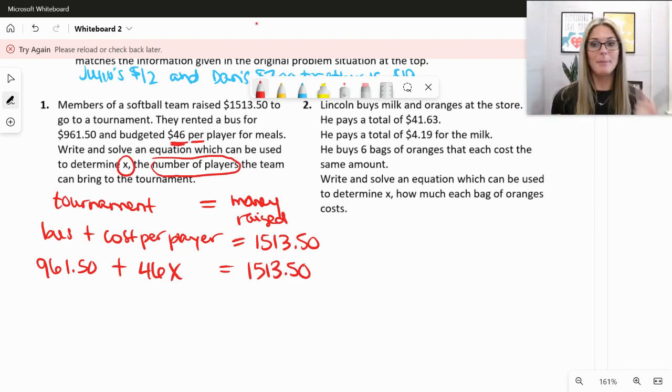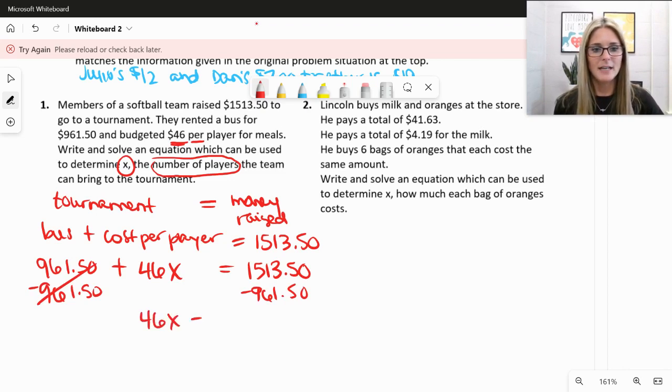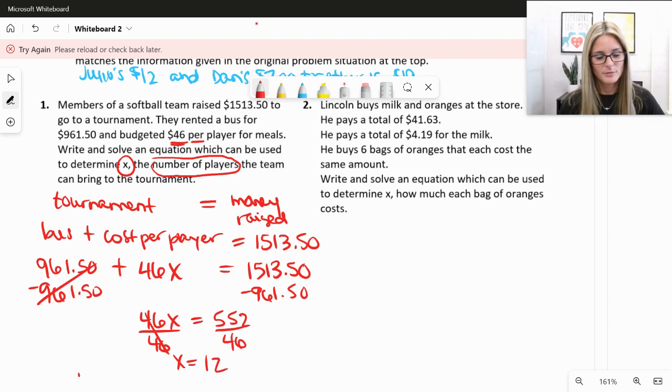Okay, we're going to a tournament. We've only got so much money. We've got to pay for a bus, and everybody needs $46. So how many players can we take? So here's your equation. We are to write and now solve our equation. So let's solve this out. Subtract that $961.50 to the other side. We have 46x equals $552. Divided by 46. How many players can we take? X equals 12. 12 players can go to the tournament.